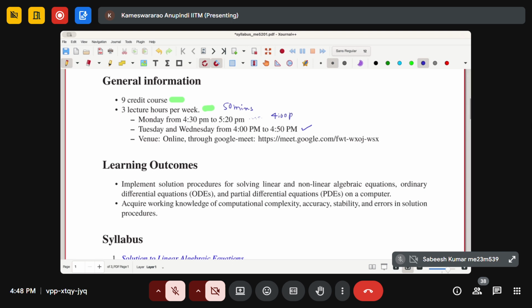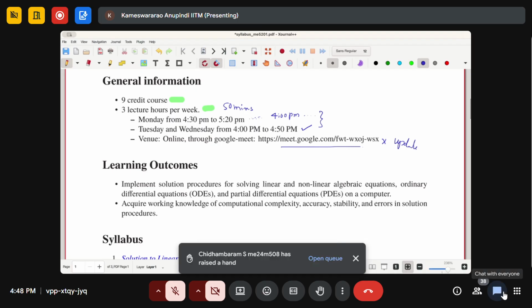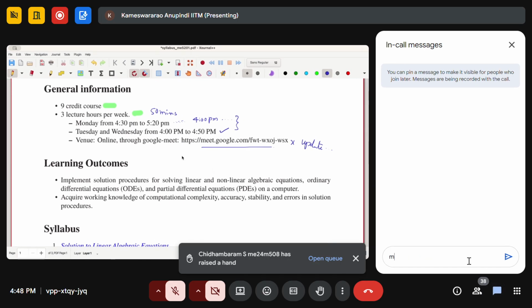Start at 4 p.m. on all the 3 days. Okay, that is a possibility. I'm trying to explore that. I'll confirm by the end of the week through Code Office. Okay. Fine. So the venue is online. So we're going to meet through this link. So, okay, this link is not correct. I'm going to update this with the link that we have now just joined.